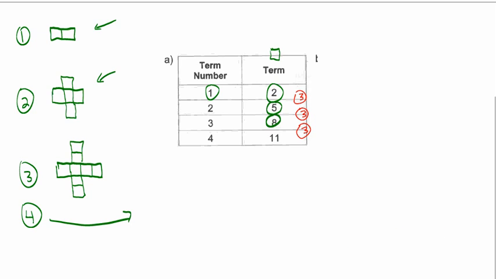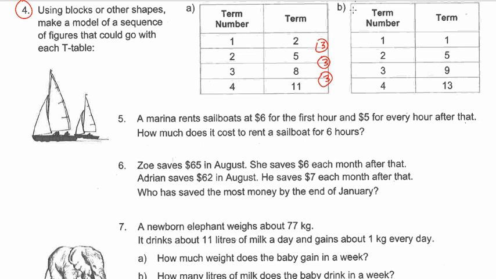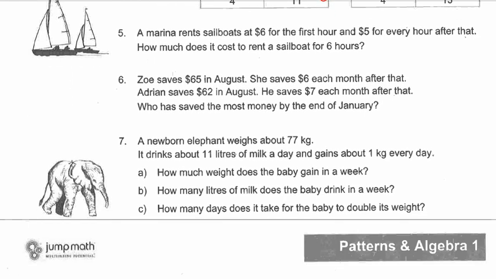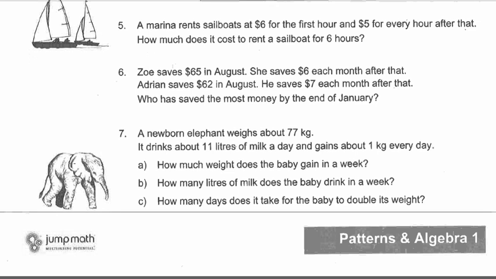Let's go back to the worksheet. So you can do something similar for B, drawing a shape or building something with blocks or whatever shapes you have around you that you can use in your class or at home. And I'll just read the next couple questions with you here. So number 5. A marina rents sailboats at $6 for the first hour and $5 every hour after that. How much does it cost to rent a sailboat for 6 hours? So again, you're going to want to do a T table. You'll have hours and cost and figure out for 6 hours.